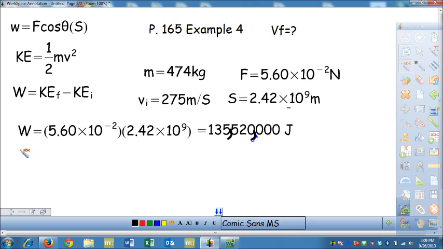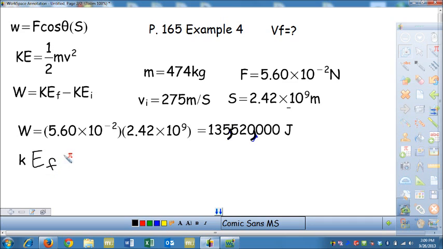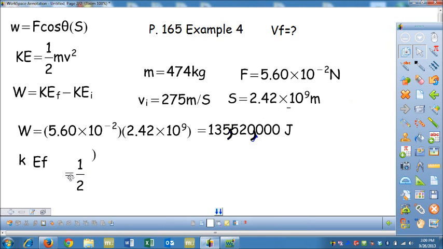So let's see. Kinetic energy. Oh, you know what? I'm going to go back to this one. Get rid of that thing. Kinetic energy final is going to equal 1/2 times, oh geez, I'm going to try this one more time. Sorry guys. Please pardon the interruption. Follow students with front office, please. Oh, I should stop this thing, right?